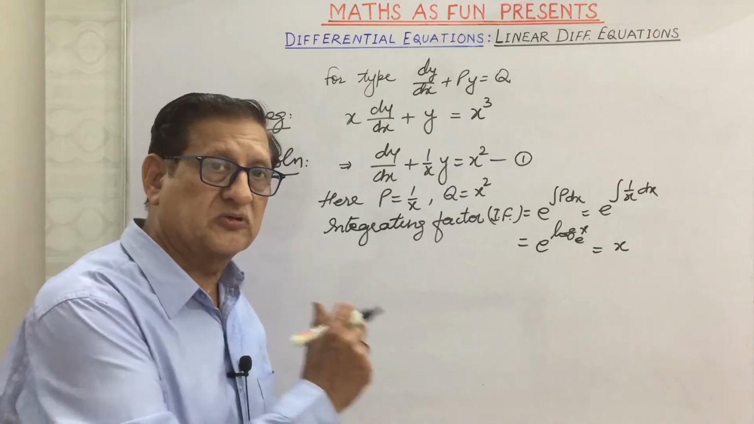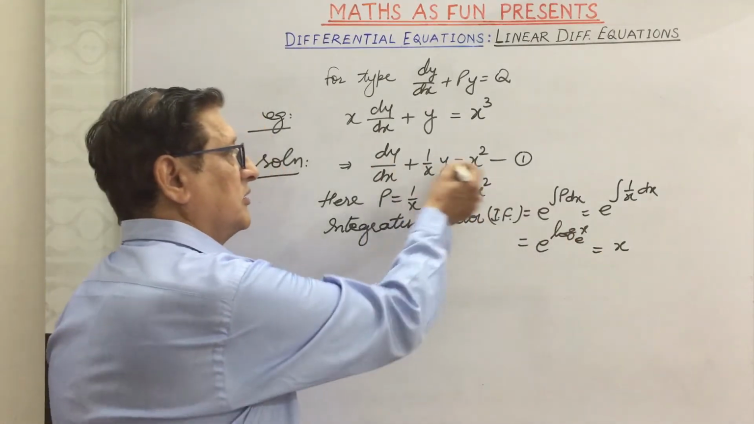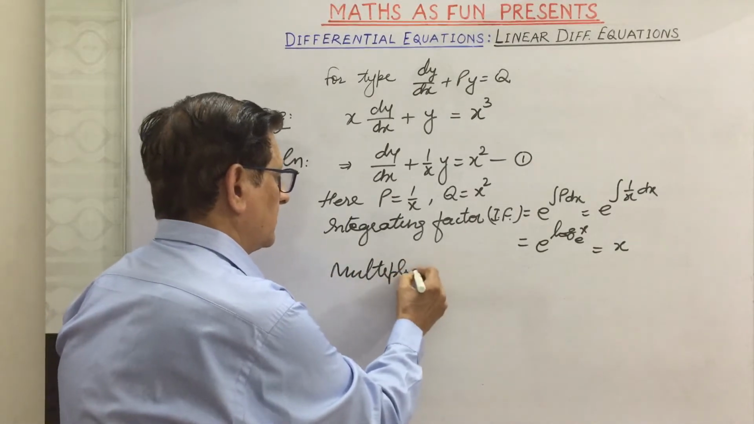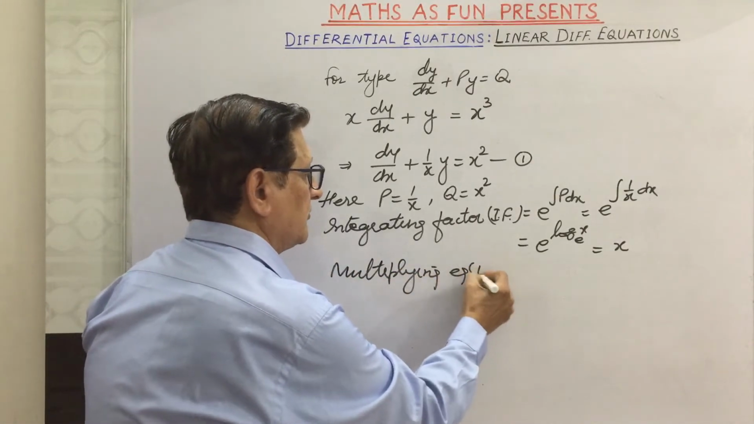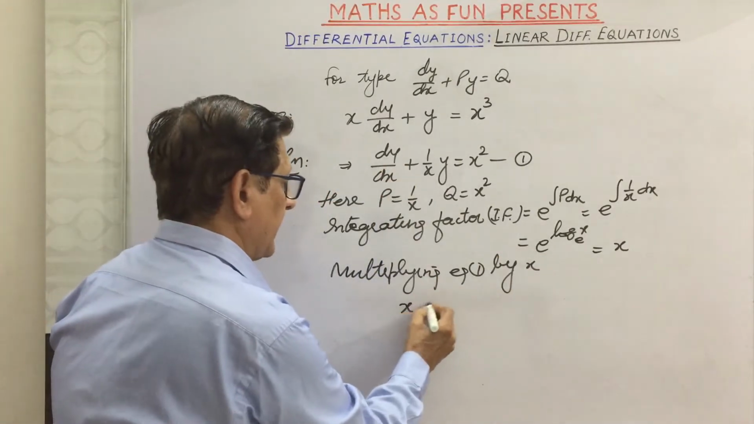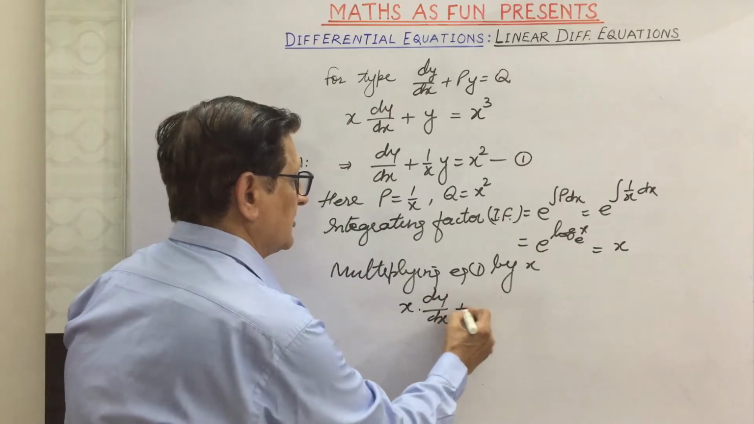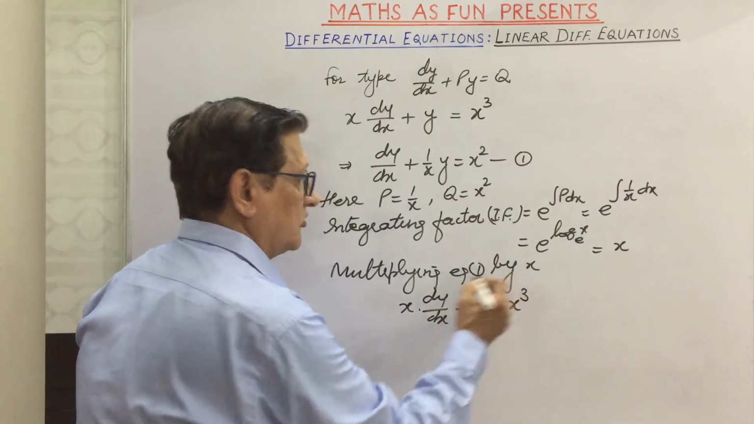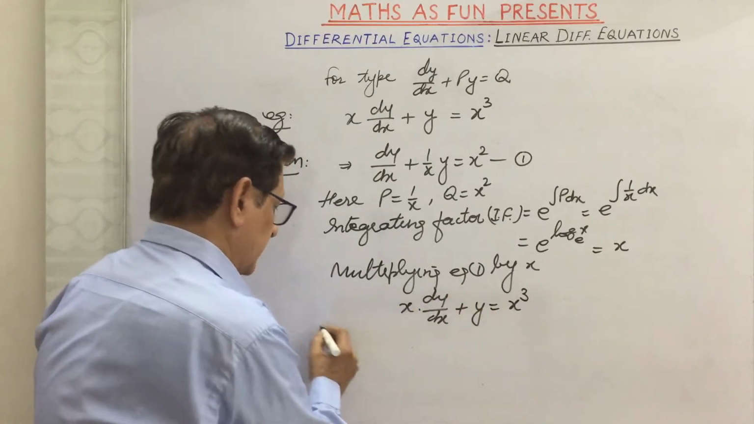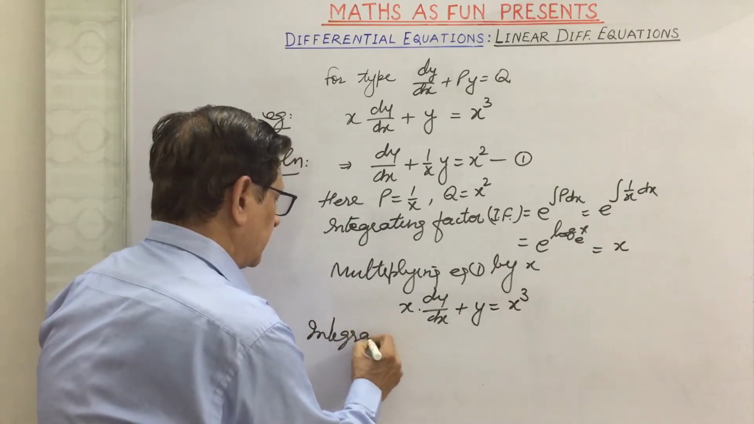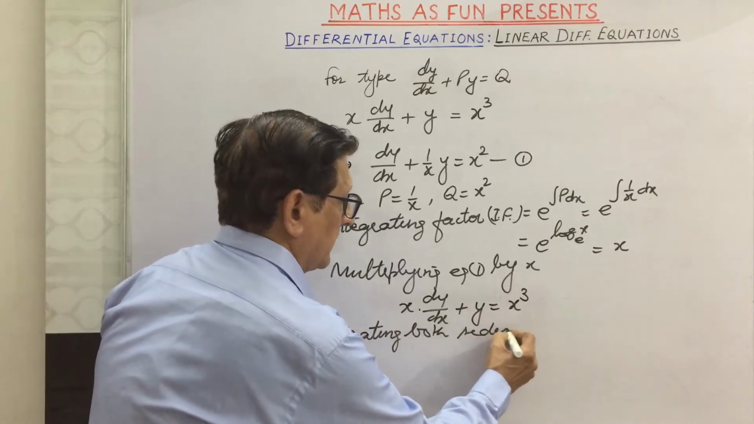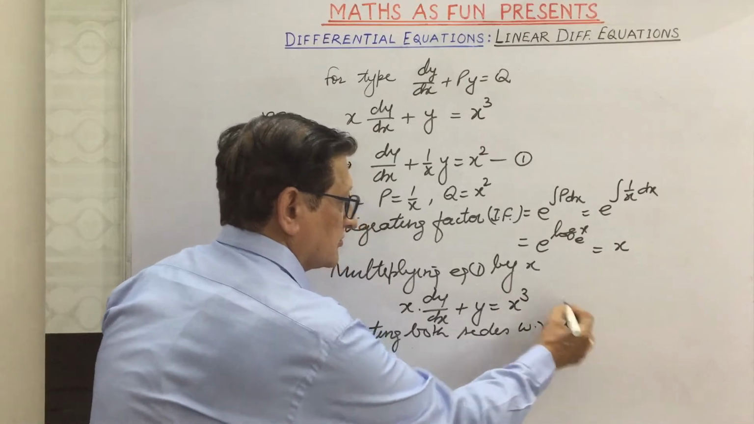Now the next step is to multiply this x in this equation. So we write, multiplying equation number 1 by x. The equation comes as x into dy by dx plus y equal to x cube. And the next step is to integrate both the sides. We can write, integrating both sides with respect to x.